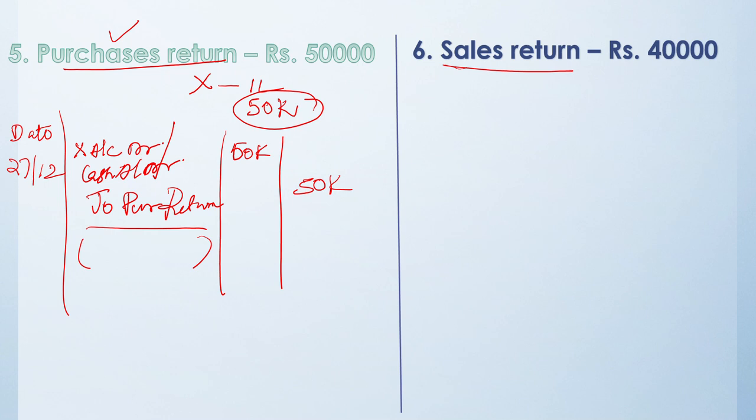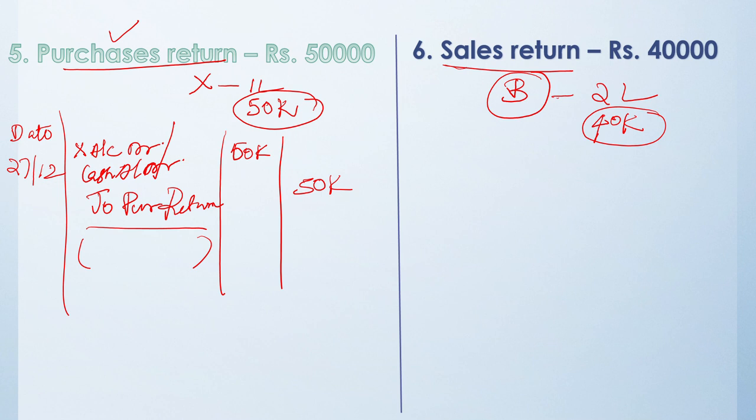For example, Mr. B is your customer and he has purchased goods worth rupees 2 lakhs from you. So you are making the sales, right? You have made the sale to Mr. B for rupees 2 lakhs. Later, he finds out that goods worth rupees 40,000 are defective. So what will he do? Obviously, he'll return it back to us to get the cash from us, right?